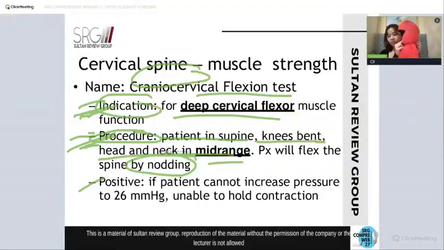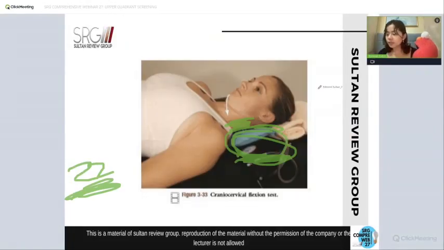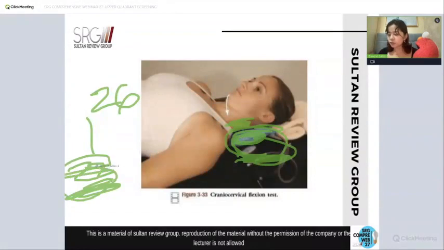So when you perform that one, malalaman po natin na okay yung strength ng deep cervical flexor ni patient if from 22, ma-achieve niya, kasi when you nod, there will be pressure here, right? So when the patient nods from 22, dapat umakyat to 26 po. Or if the patient cannot hold the contraction within 10 seconds, pag hindi niya kaya ng 10 seconds, nod niya lang ng 2 seconds, that is still a positive sign na mayroong weakness yung deep cervical flexor muscle natin.